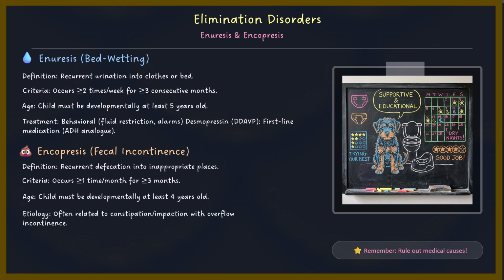Etiology is often related to constipation and impaction with overflow incontinence. Treatment is bowel clean out, stool softeners, plus high fiber diet, and behavioral toileting routine. It's important to note that with these elimination disorders, you also want to rule out medical causes of the child either bedwetting or defecating in inappropriate places.